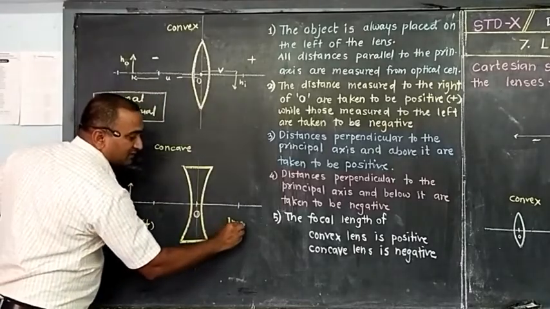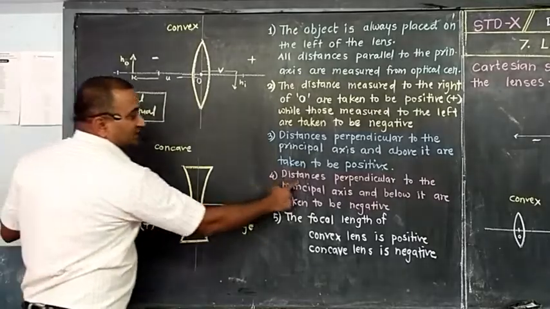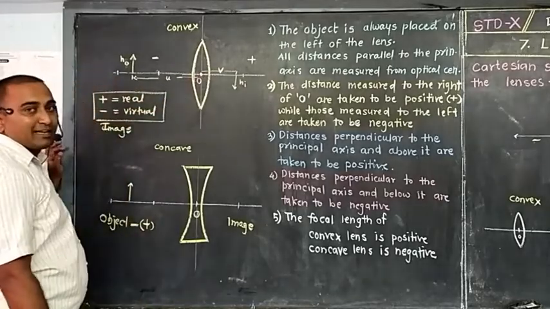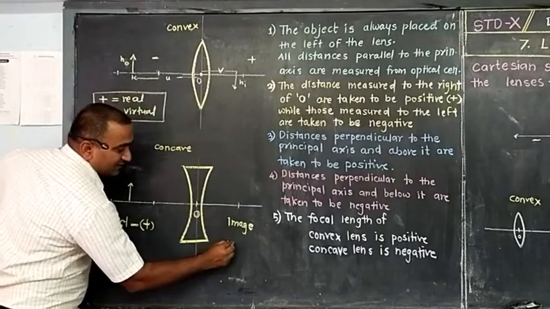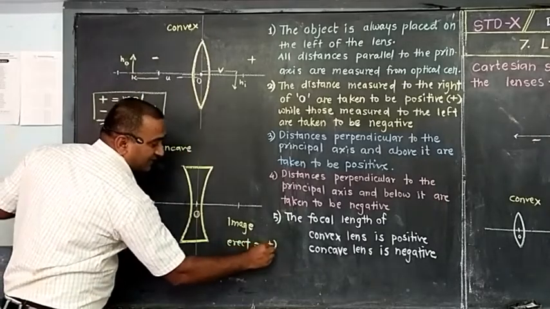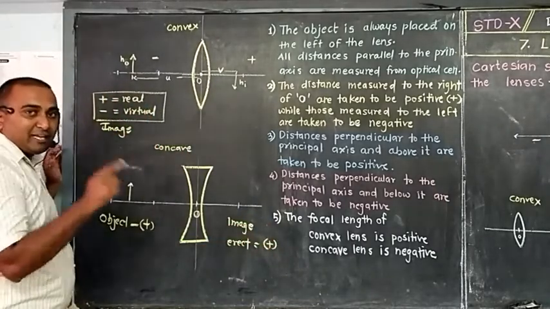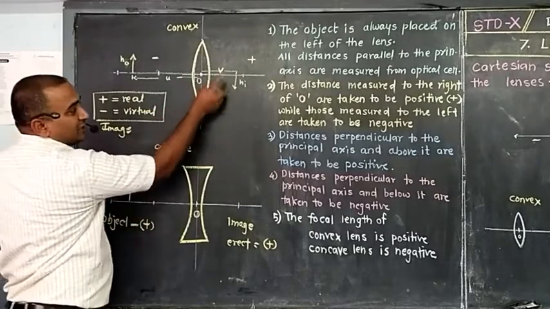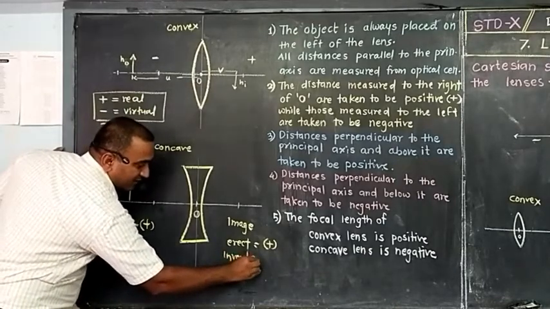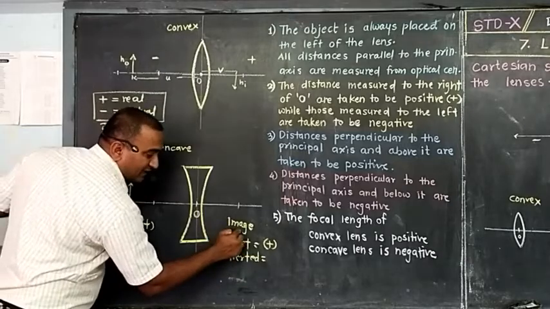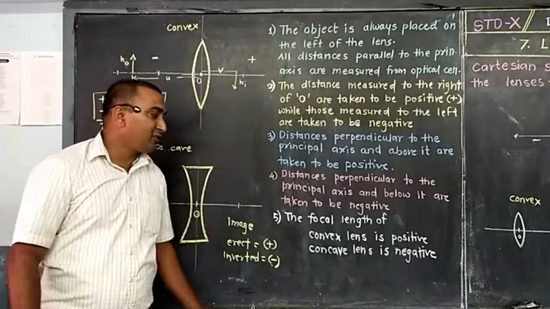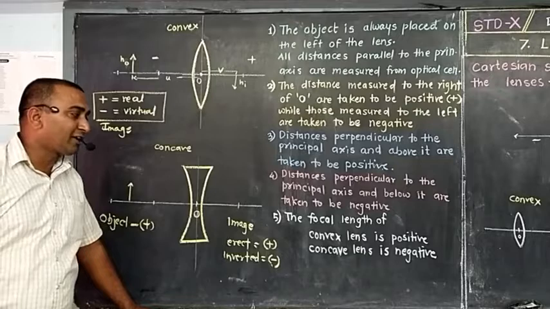But what about images? When the distance is perpendicular to the principal axis and below it, that is considered negative. If the image is erect, meaning upward, that height is always considered positive, and when the image is downward, below the principal axis, that is inverted, then the height of the image is always negative. And the last one, the focal length of a convex lens is positive and that of a concave lens is negative.